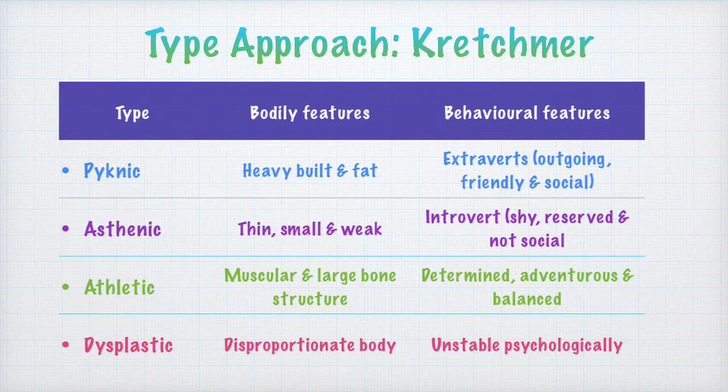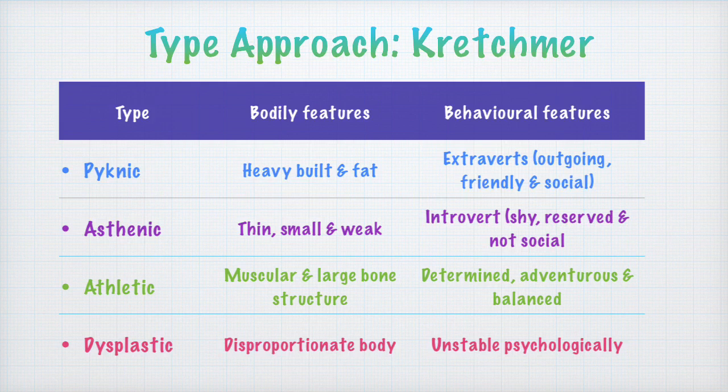Coming to the third type, which is the athletic type. Athletic type is characterized by a bodily structure which is muscular and which has large bones. And athletic types show behavioral features such as determinism, adventurousness, and a balanced attitude towards life. So, athletic people are very determined, very adventurous. They want to explore different facets of life, and they are very balanced in their approach. They are neither extroverts nor introverts. So, they are very balanced when it comes to social interaction.